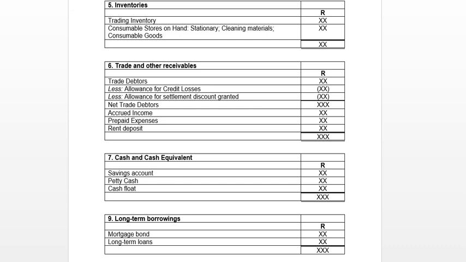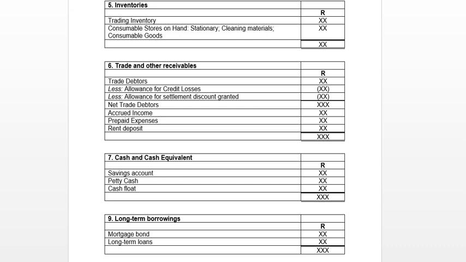Okay, and then you've got your consumable stores on hand, and that's for stationery, cleaning material, or consumable goods. So in essence, during the year you buy stationery or cleaning material, and you accounted for that as an expense, but it does happen that you don't always use all your stationery for the year. You still have some stationery left which you can take to the next financial year, and that's where we will then account for it. We will take out that stationery or cleaning material or consumable goods value, and we'll just take it to the next financial year.